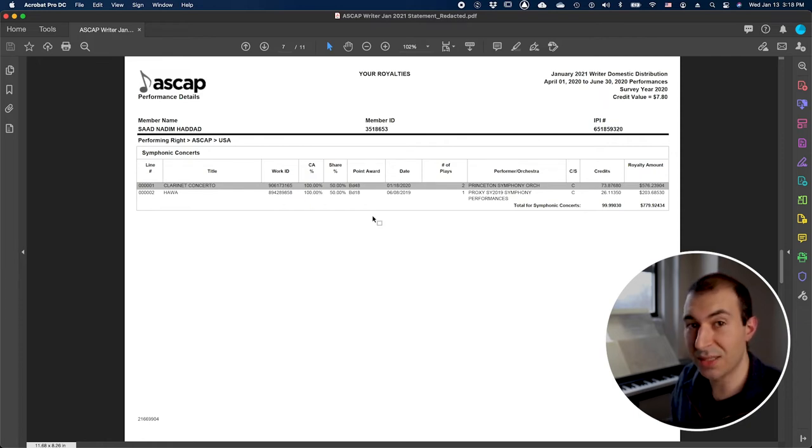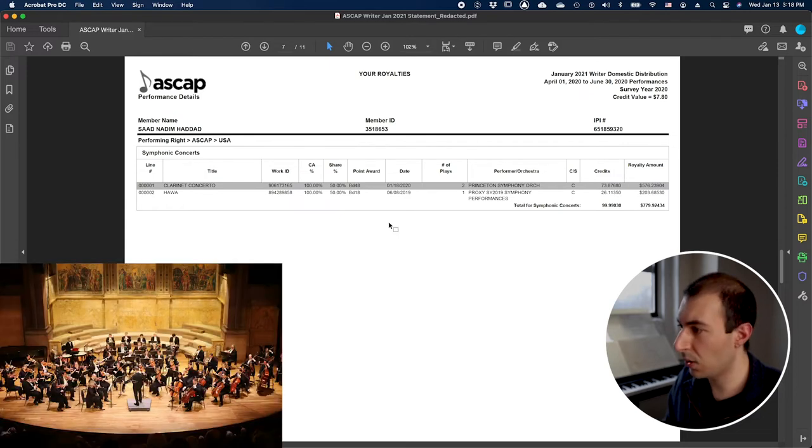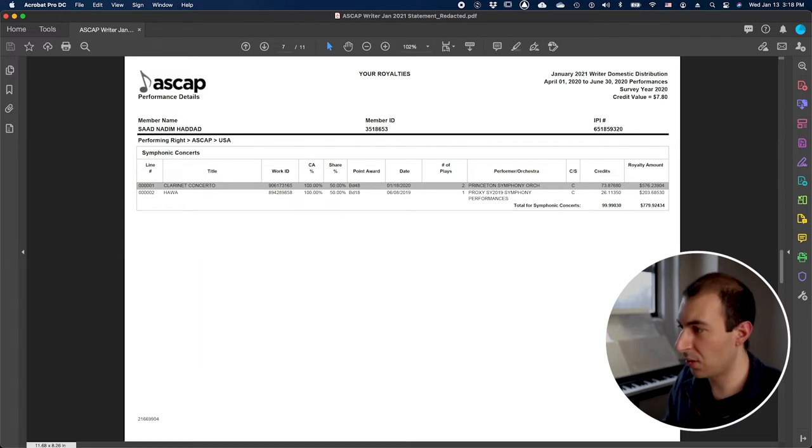So that's why you really need to check out your statements and make sure everything is correct. Here we have the number of plays, two plays by this orchestra, the Princeton Symphony Orchestra. And this is the number of credits that are assigned, 73.87 credits. Then finally, the number that we all care about, the royalty amount, $576.23. This is for two plays. So if it was one play, it would be half that amount. I can't do math right now. It's somewhere on the order of $280, but that's what it would be for each play.